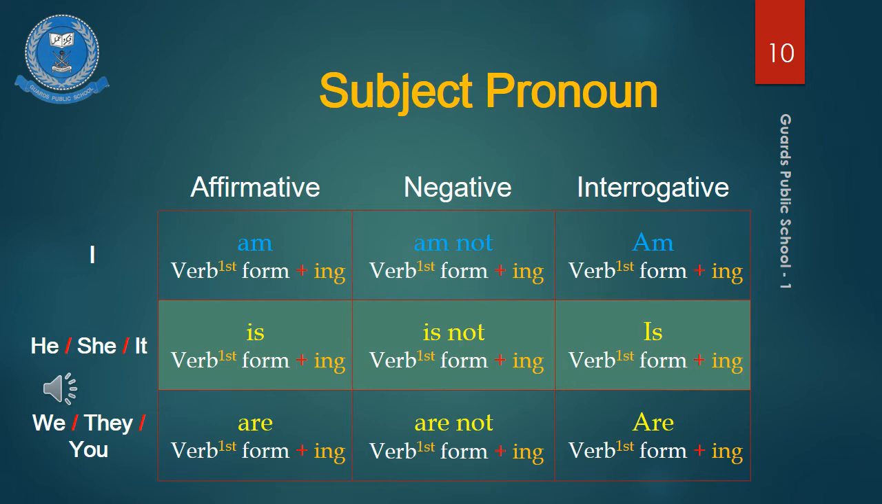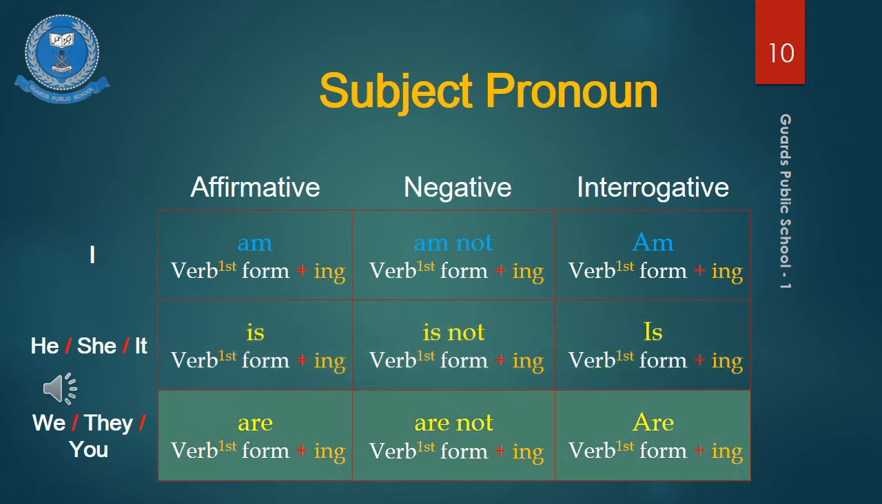Forming sentences using subject pronouns like he, she, it. For affirmative, we use is as our helping verb and ing with first form of verb. For negative, we use is not as helping verb and ing with first form of verb. For interrogative, we use is as helping verb and ing with first form of verb.